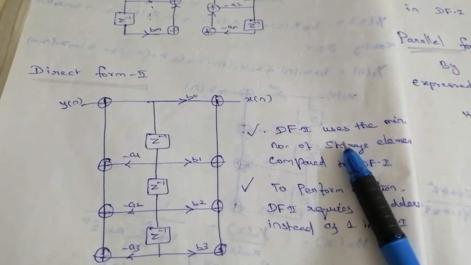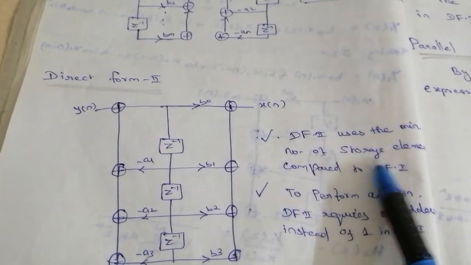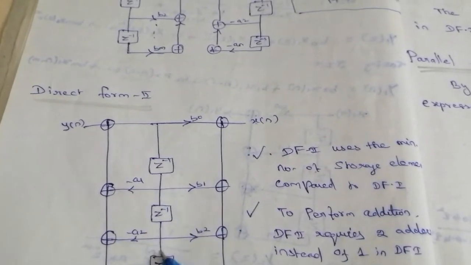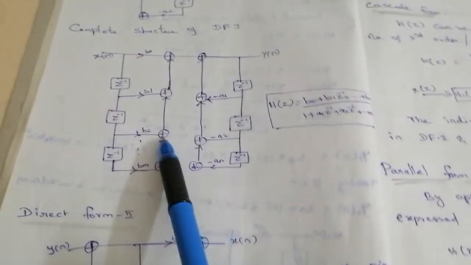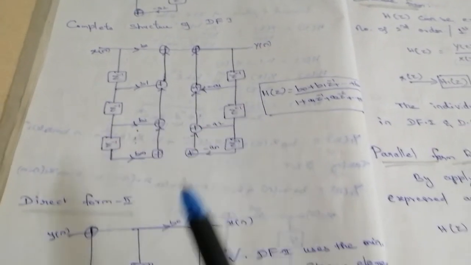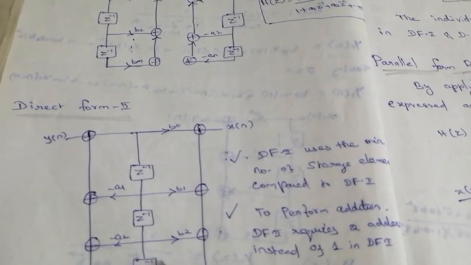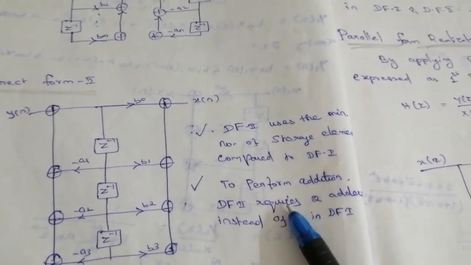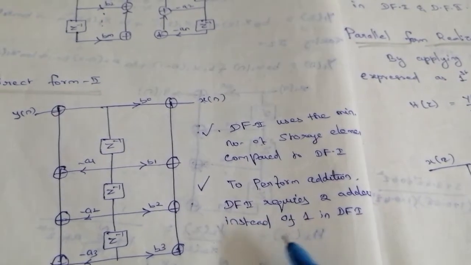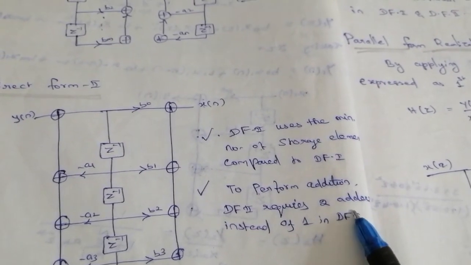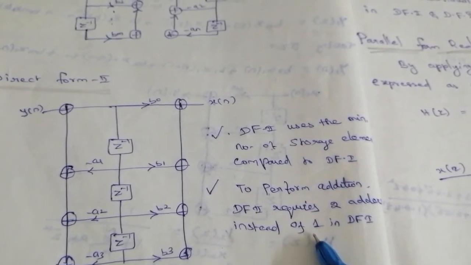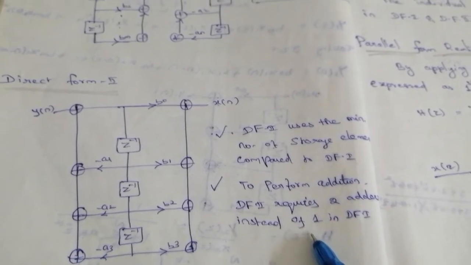So direct form 2 uses the minimum number of storage elements compared to direct form 1. Here the delay element is common for both the sides, whereas in direct form 1 we use a separate delay for each side. So the delay elements are reduced when compared to direct form 1. Then, to perform addition, direct form 2 requires 2 order instead of 1 in direct form 1. Right?